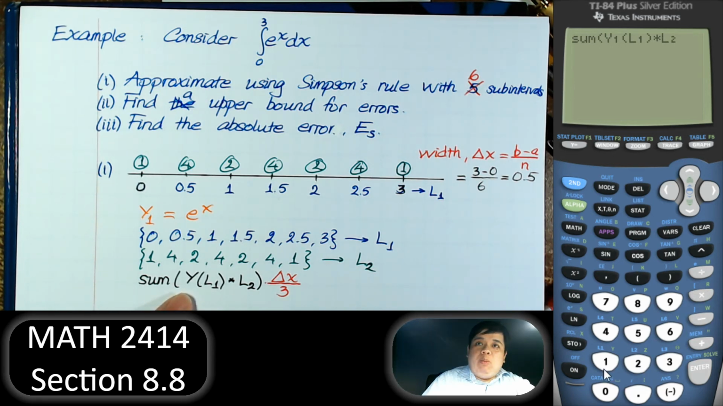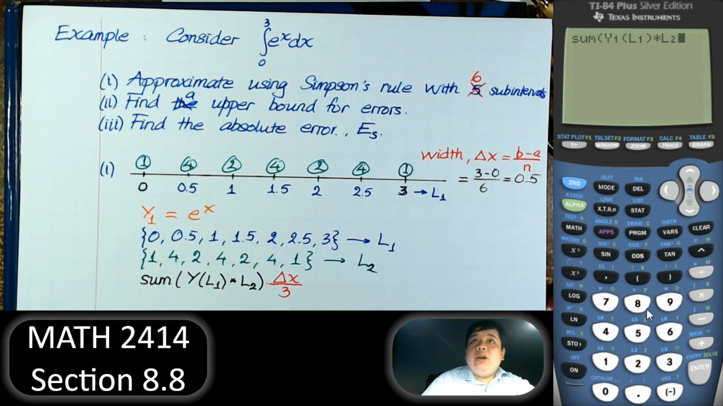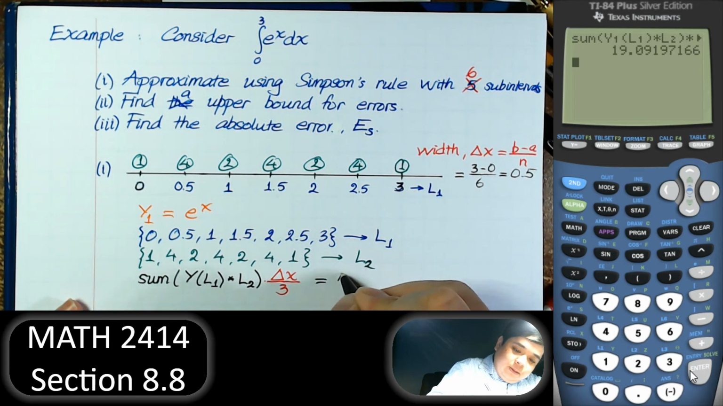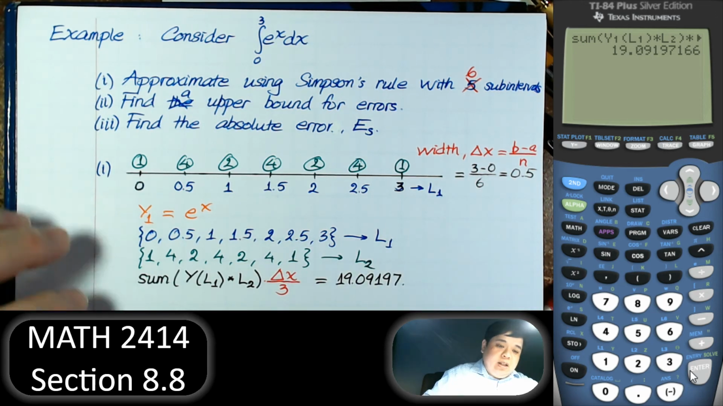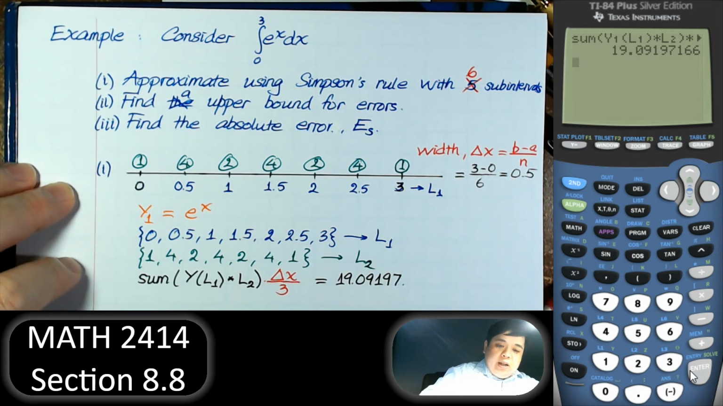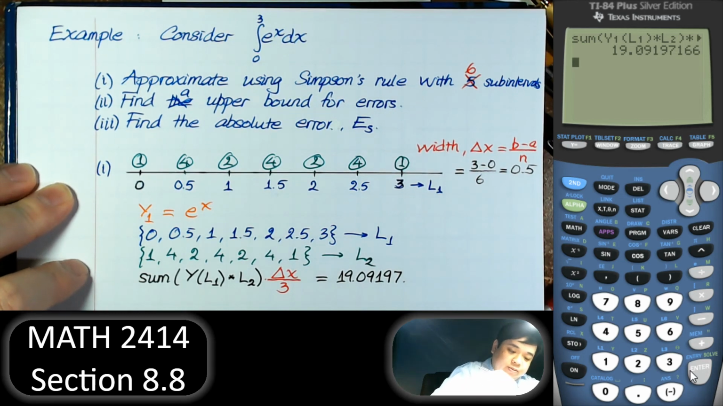second 1 for L1, second 2 for L2, and close that, multiply by delta x, 0.5, divided by 3. Simpson's rule divided by 3. So we have 19.09197. So that is Simpson's rule. It only works for an even interval.